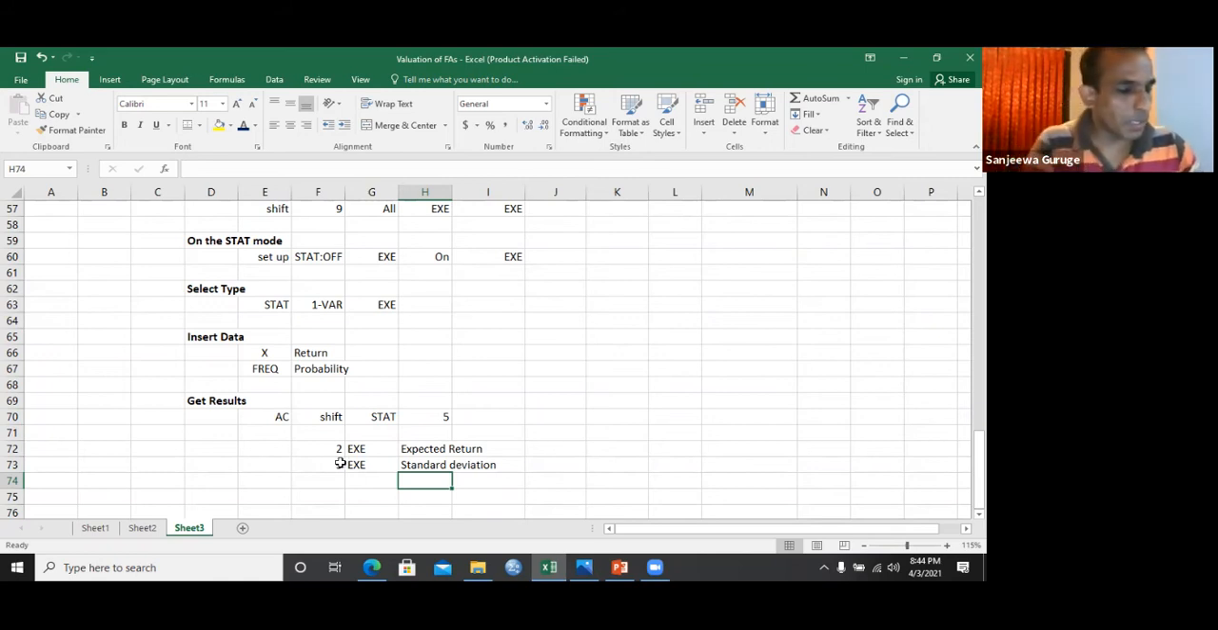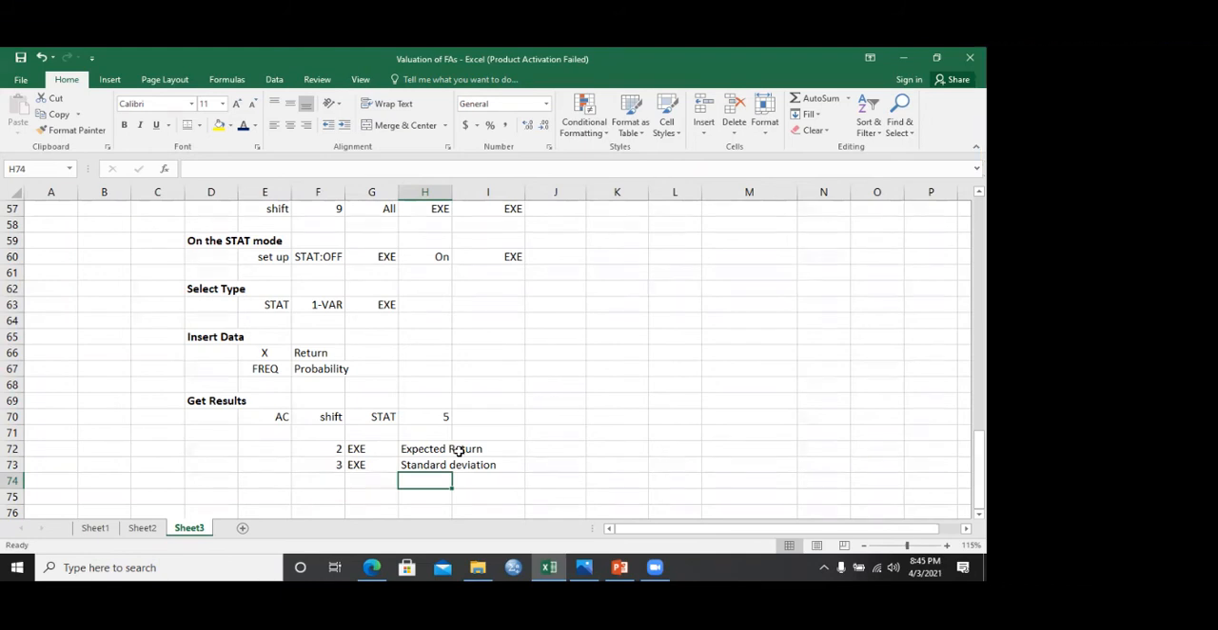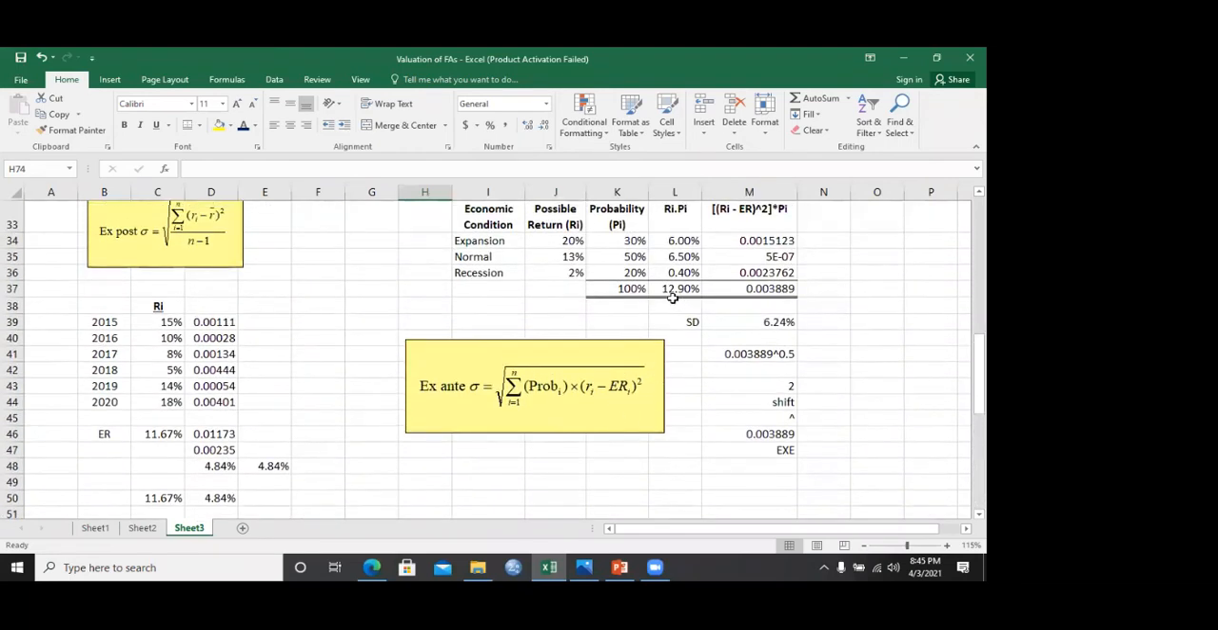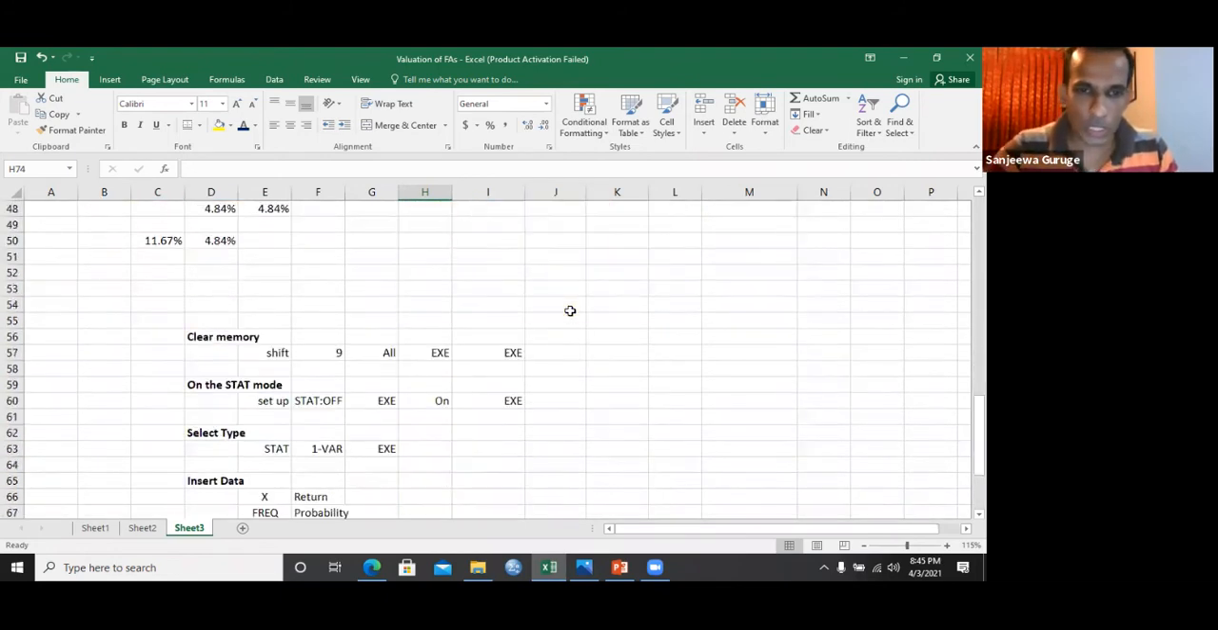Okay, so when you press 2 and exe, you get the expected return. What is the expected return? 12.9. Right here, that is the expected return.